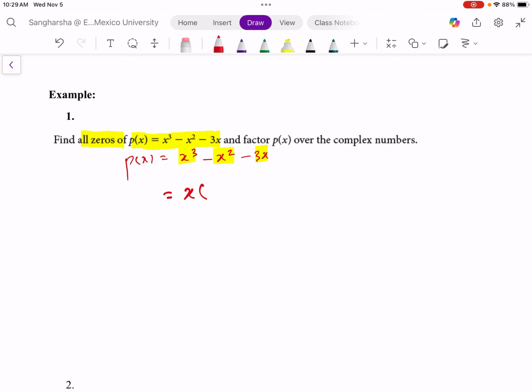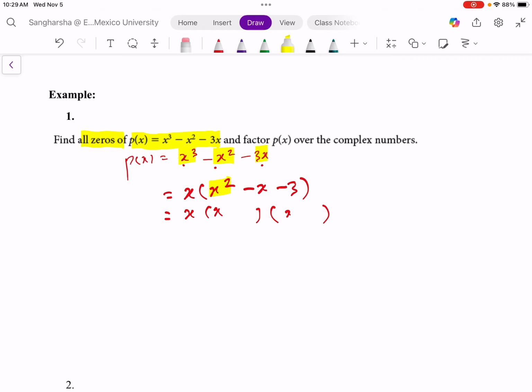If we factor out x from x cubed, we have x squared. If we factor out x from negative x squared, we have negative x. And if we factor out x from negative 3x, we have negative 3. So we have x as it is. Now which method do we use here? We use FOIL, right? So what should be the first term whose product is x squared? It has to be x.